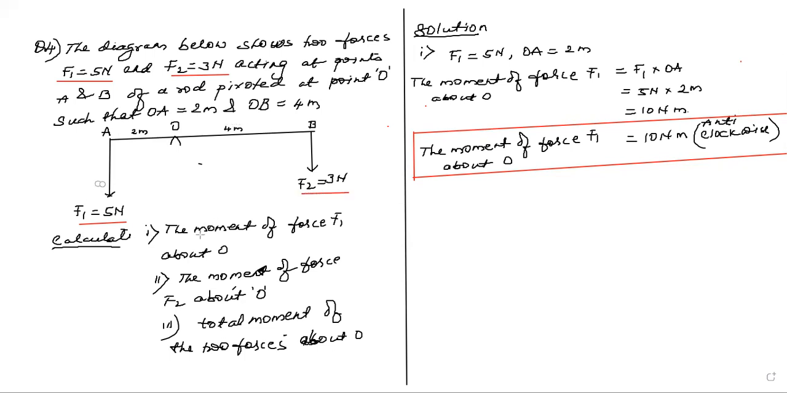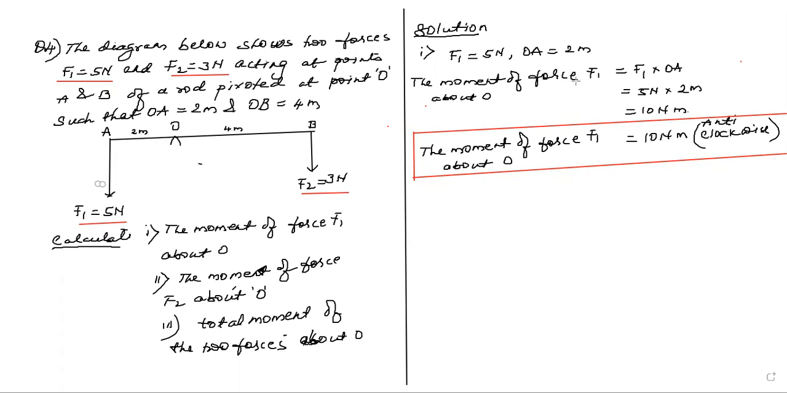Calculate, the first one, the moment of force F1 about O. So I write F1 first. Due to force F1, what is the effect? What is the distance of F1 from O? O is the point of pivot, the point through which the axis of rotation passes. So the distance of F1 from O is OA, 2 meter. I wrote OA equal 2 meter.